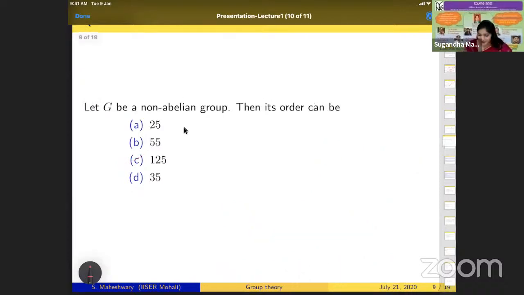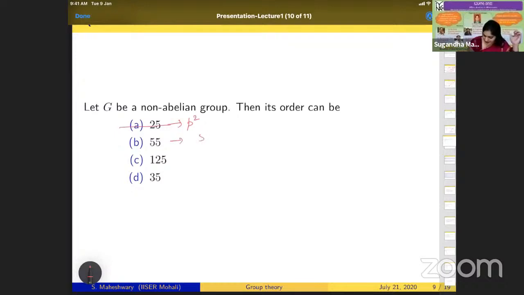Okay, so maybe these are very easy questions to begin with, but these are all questions from your entrance exams. Even if they're easy, they're going to fetch you marks, and that's not bad. All right, my next question is: if G is a non-abelian group, then what can its order possibly be? You have already seen you have a restriction on G being abelian or non-abelian depending upon its order. So look at this 25. This is p square, and groups of order p square are abelian. So you do not have this option.